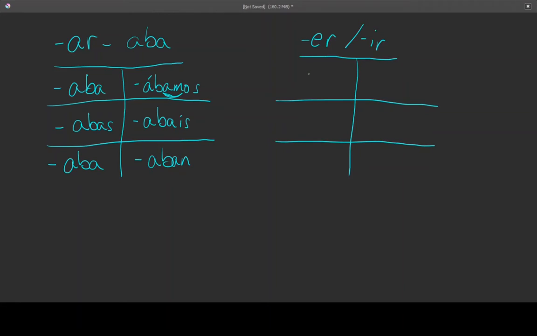When I go into the yo form, I call these guys the ía family because that's what I get in the yo form: ía ending. And once again, we're going to take that same ending and we're just going to add something else to it to change each person. So the yo form is going to be ía, the tú form is ías, the él, ella, usted form is going to be ía, nosotros is going to be íamos, vosotros is going to be íais, and the ellos form is going to be ían.